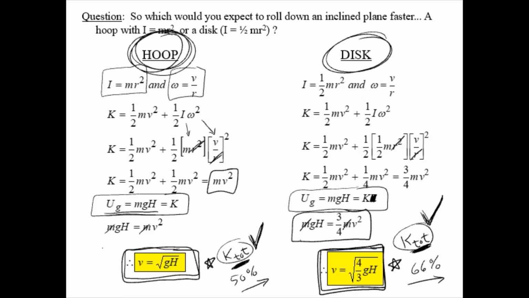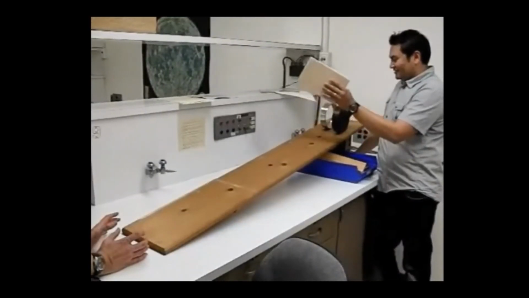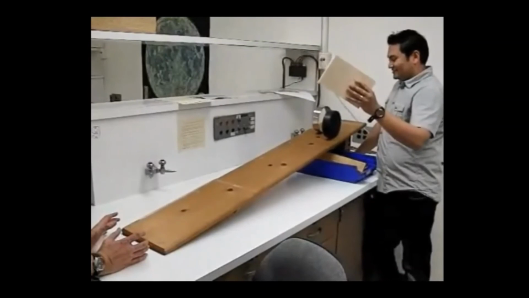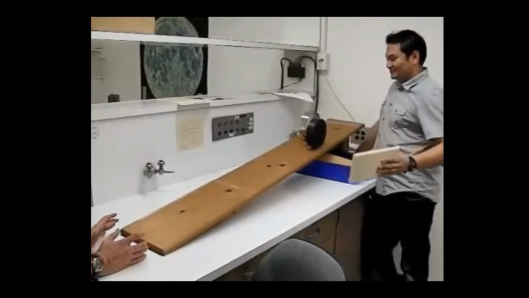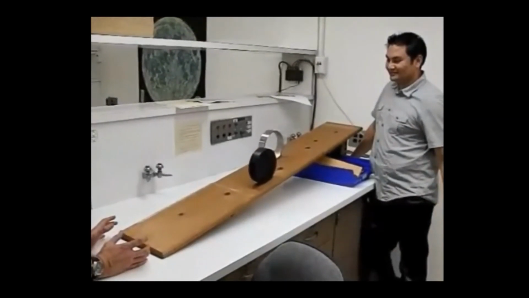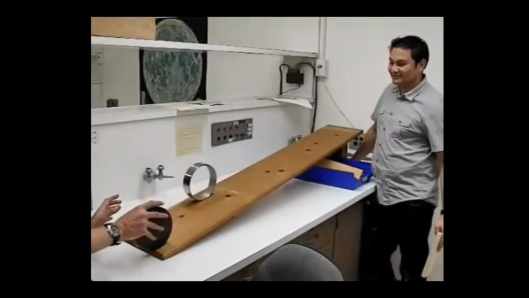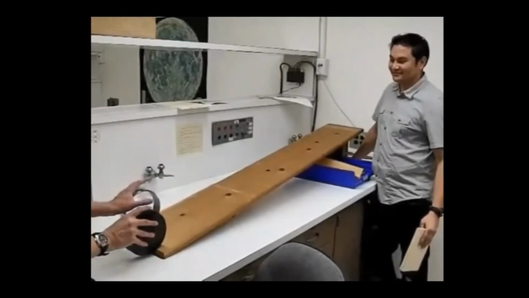Let me see if I can find a little video clip of a disc beating a hoop down a ramp. Okay, so here we see a video of someone releasing a disc and a hoop that have the same mass and radius. They release them from the top of an inclined plane at the same time, and they race down the hill, and you can see the disc wins the race.